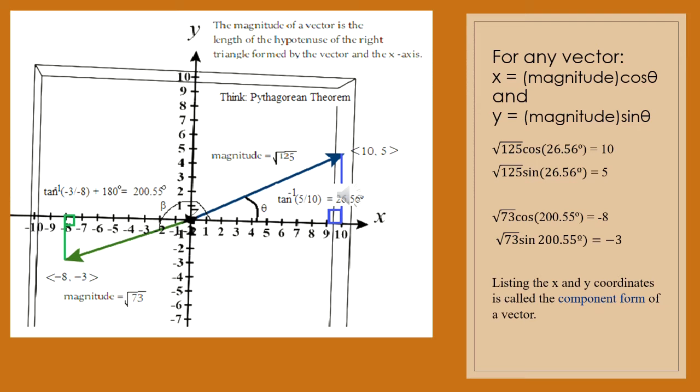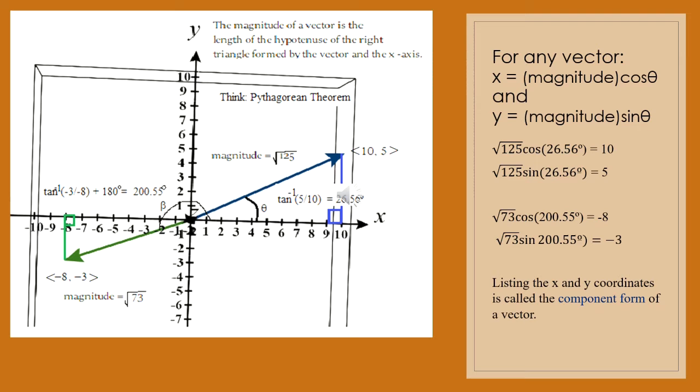Our first example is a vector that's just in quadrant 1, and it starts at 0, 0 and ends at 10, 5. And hence, you have a right triangle whose opposite side is 5 and adjacent side is 10. And so using inverse tangent of 5/10 gives me 26.56 degrees. So this vector has angle 26.56 degrees.